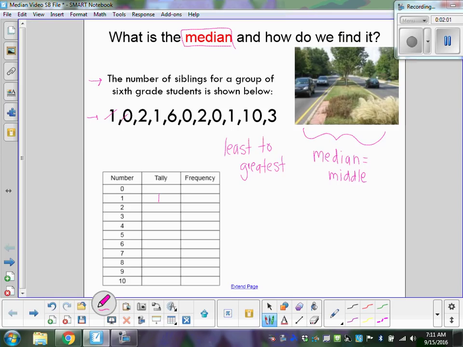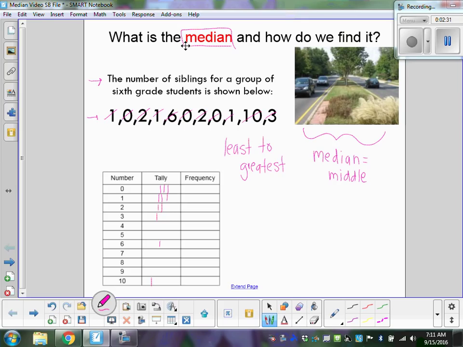I have 0, 2, 1, 6, 0, 2, 0, 1, 10. That's a lot of siblings. And 3. Okay, so then I like to make sure that I have all of my pieces of data, that I didn't forget anything. So let's look at our frequency.